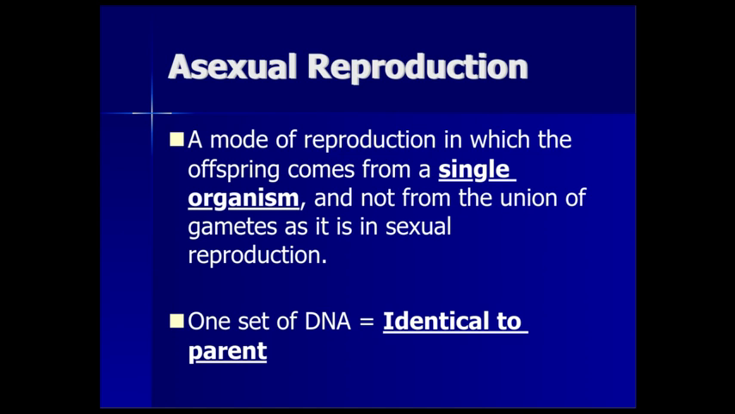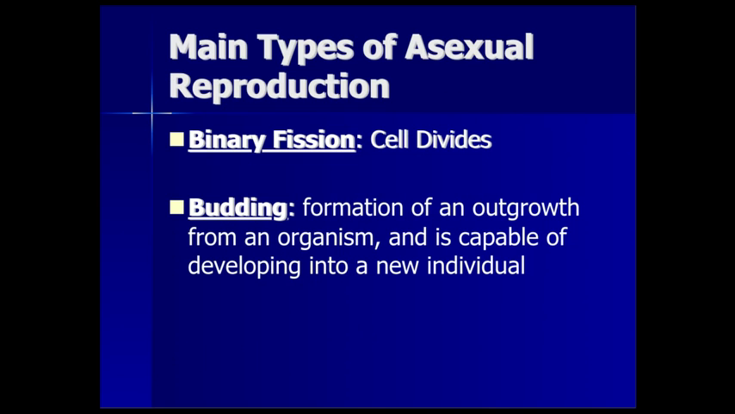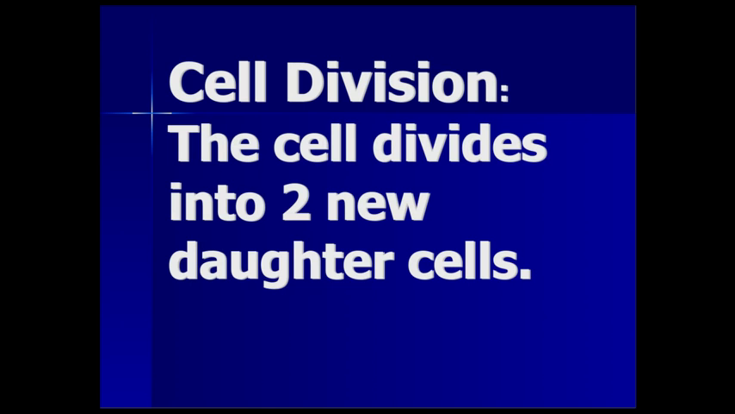Asexual is when the offspring comes from a single organism, much like a bacteria. So one set of DNA and the offspring are identical to the parents. There's two types of asexual. There's binary fission, when the cell just divides. That's what our skin cells do when they reproduce themselves. And there's also budding, which is what a lot of plants do, like an outgrowth forms off of the original organism. But with asexual, all the offspring are identical to the parent.